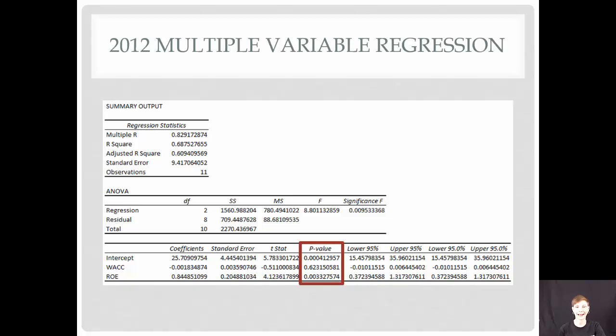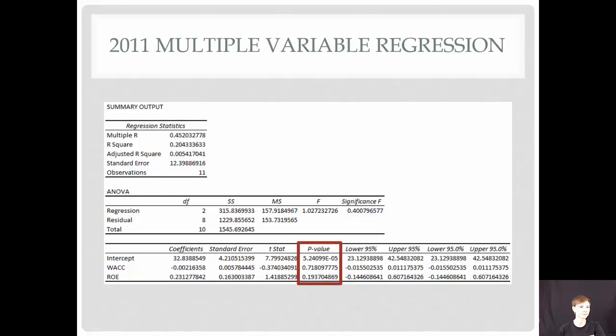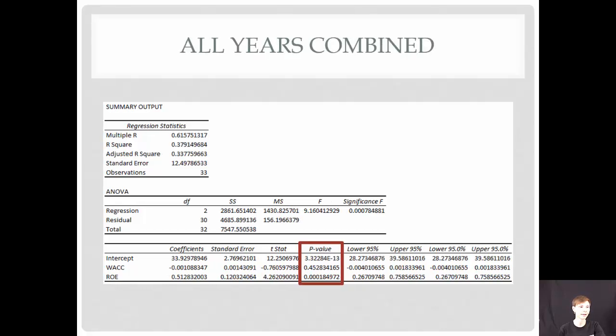For 2012, we had no such correlation for the WACC economic value added, and we still had a very strong correlation for ROE at 0.003. For 2011, we did not have any type of correlation for WACC economic value added, and we did not have any type of correlation for ROE. When we take all the years and combine them, again, we did not have a significant amount of correlation for WACC economic value added, but we did have a significant correlation for ROE among all 3 years, for the companies, which were 11 companies.